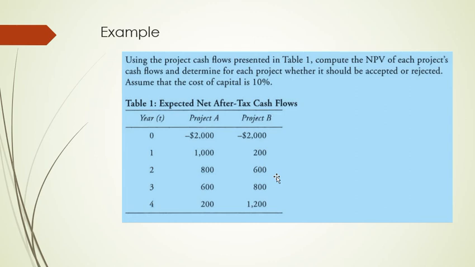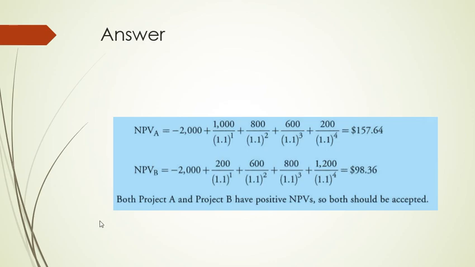Project B generates $600. In year 3, project A generates $600 and project B $800. In year 4, project A generates $200 and project B will generate $212. Okay, let's look at the answers.